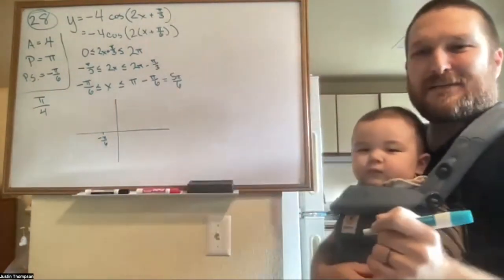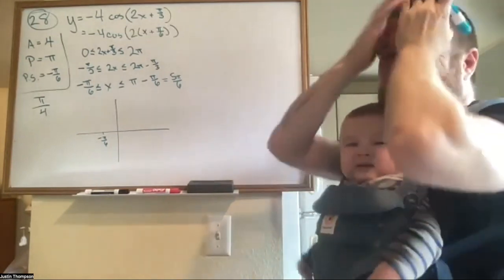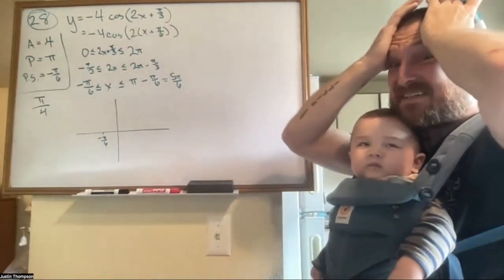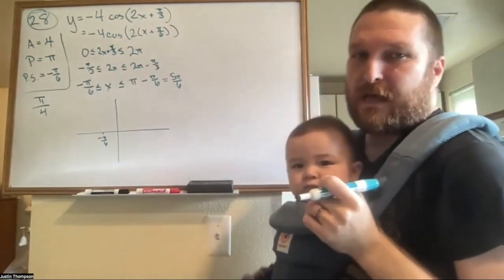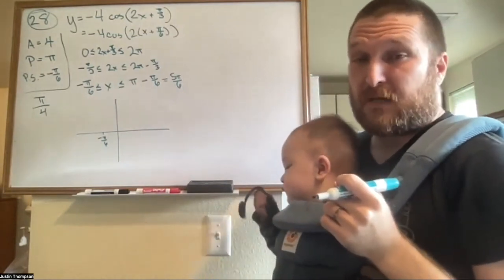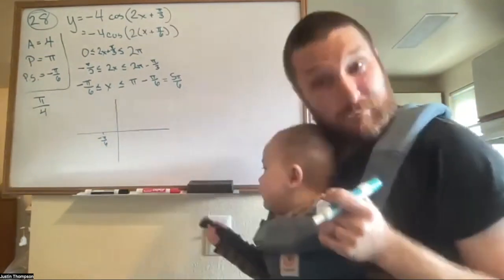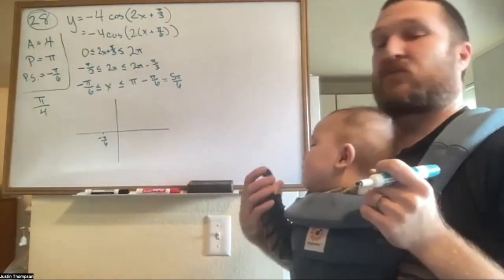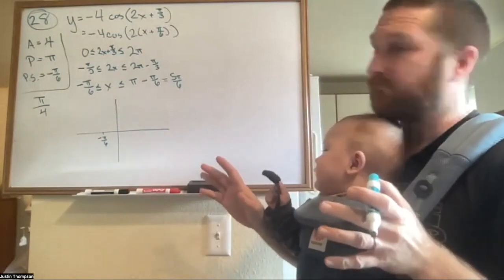Now I have to count by pi over 4. Oh no, this is terrible. What are we going to do? And you could, if you wanted to, add, okay, well, I guess minus pi over 6 plus pi over 4 and all that. What I'm going to suggest you do to make your life so much easier is to just go ahead, start with a common denominator.